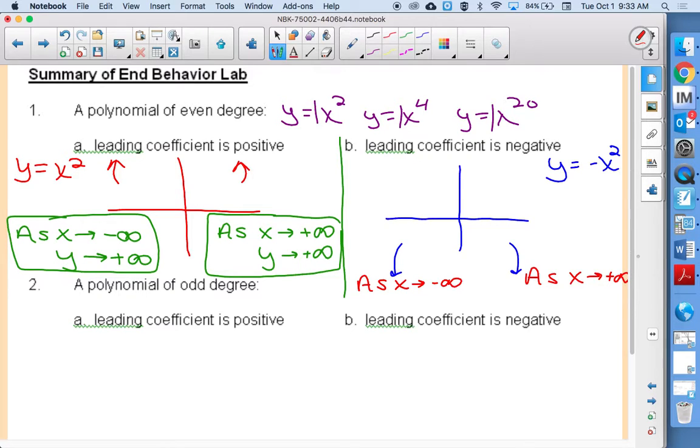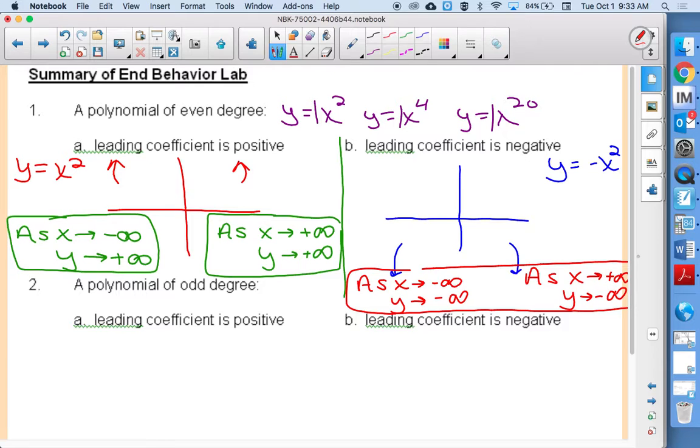So negative infinity is left, positive infinity is right. Always thinking first in terms of x. If x is on the negative side, as it goes to negative infinity, the y goes to negative infinity. And as x is on the positive side, positive infinity, y goes to negative infinity. And again, that's because it's even, so both of them perform in the same manner. So that would be our end behavior.